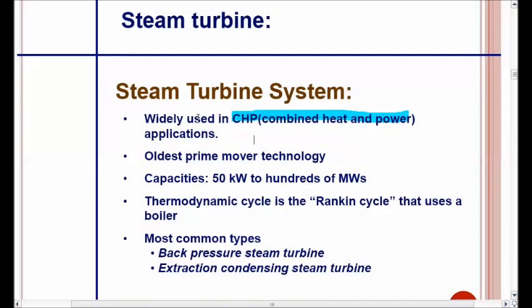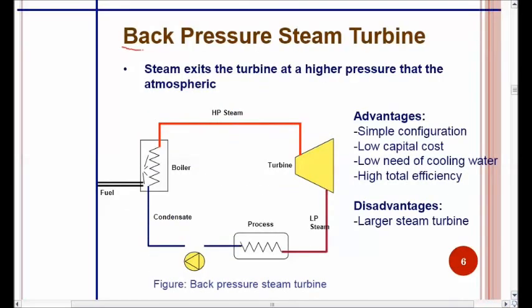This is the oldest prime mover technology known to humankind. It ranges from 50 kilowatts to many hundreds of megawatts. The thermodynamic cycle is based on the Rankine cycle, and the most common types are the back pressure steam turbine and the extraction condensing steam turbine. Let's see what a back pressure steam turbine is.